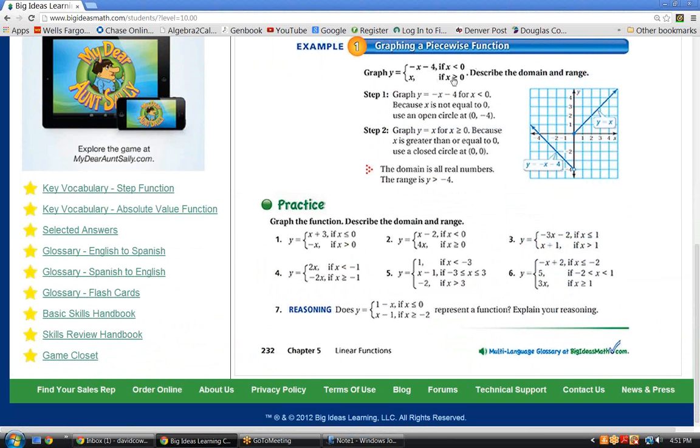Okay, here we have a similar problem. Notice that it's a piecewise function. Y equals minus x minus 4. That's just a straight line. That's mx plus b format. It's this line right here. It's got negative slope, negative 1. Y-intercept of minus 4. And whenever x is greater than 0, y is equal to x, which is this line right here. Tell me the domain and range.